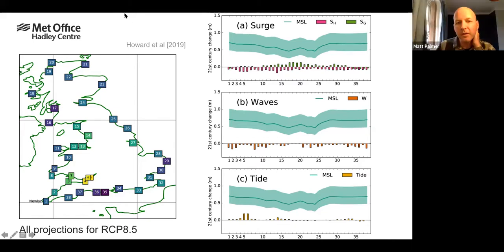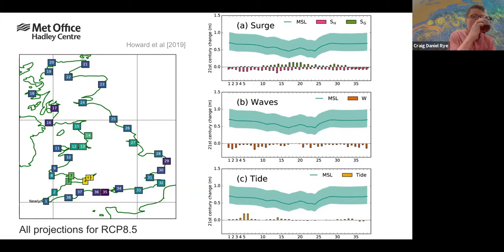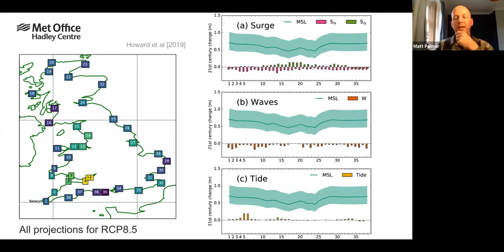Yeah, sure. So the answer to that is that yes, those will be accounted for, and I'll talk in a bit more detail about that when we get to the section on methods. So this is really just a synthesis of the UKCP18 results, to make it clear that it's really the mean sea level which is the dominant driver of changes in extreme coastal sea levels for the UK coastline.